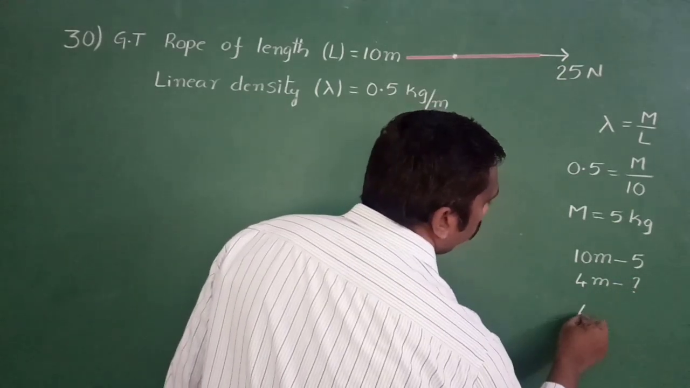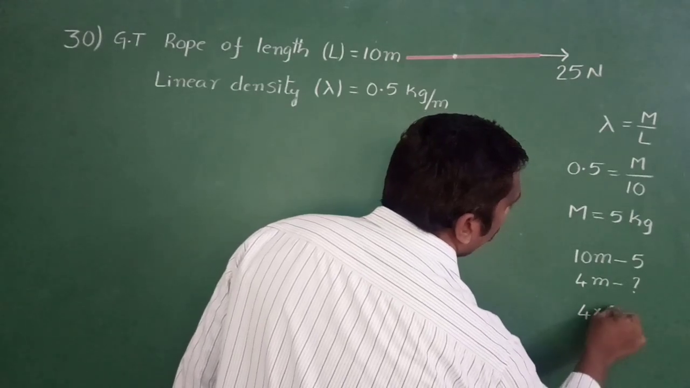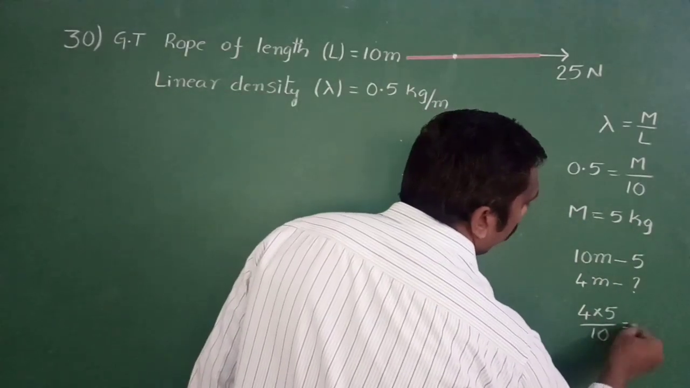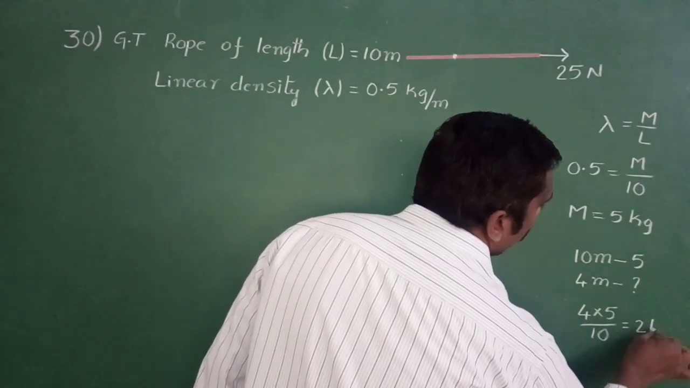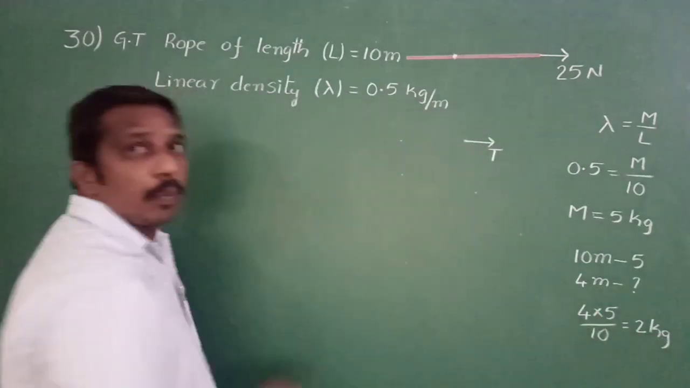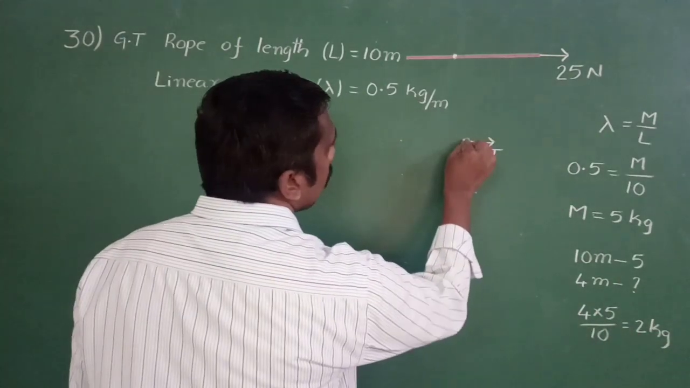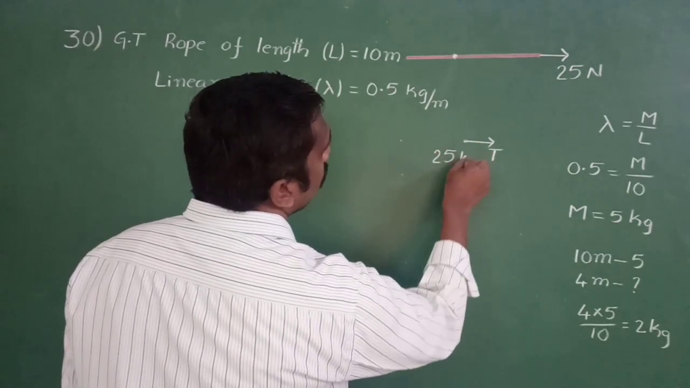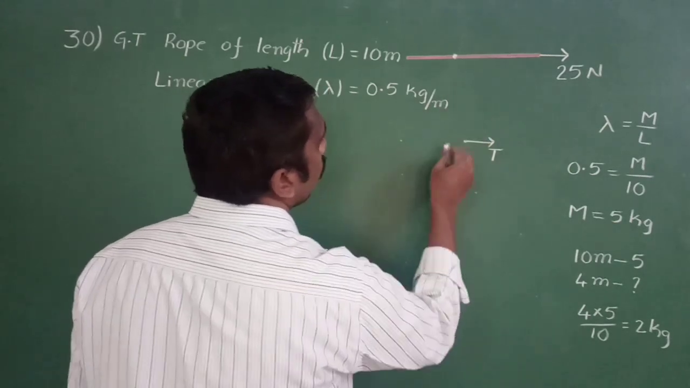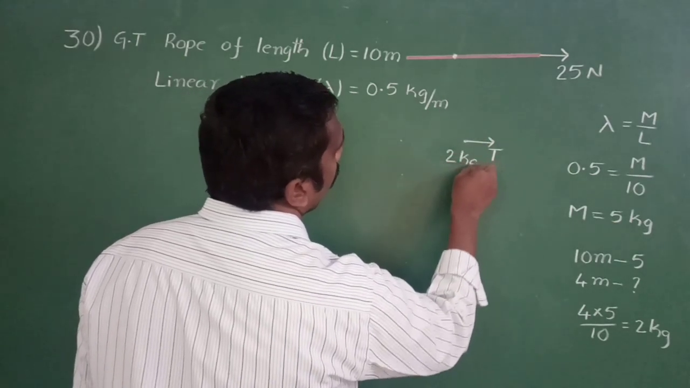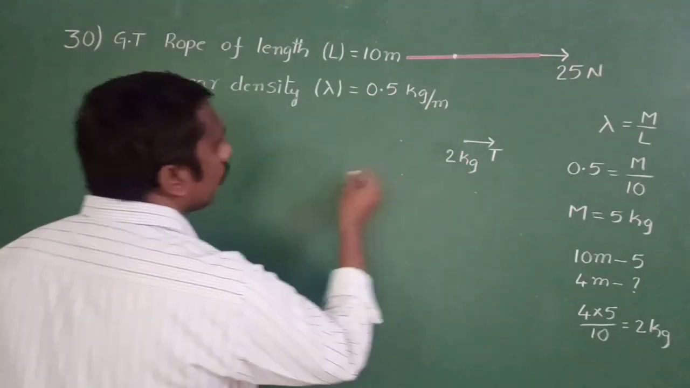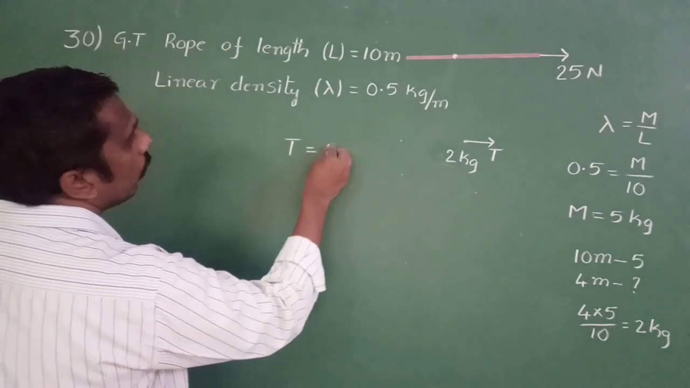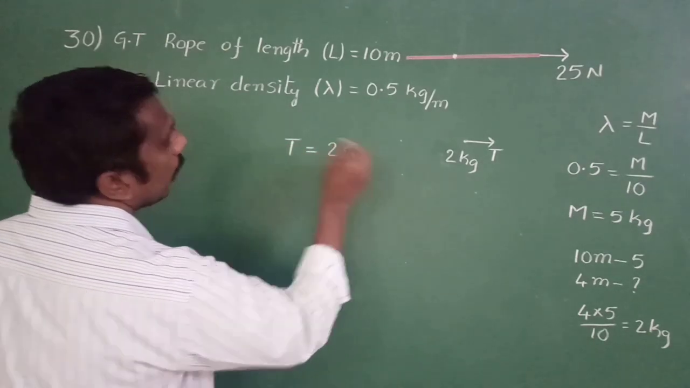Then we get 4 into 5 by 10, that is equal to 2 kg. 4 5s are 20 by 10, that is equal to 2 kg. 2 kg is the mass of this portion. So on the 2 kg mass, only tension force is acting towards the right. Next, write the equation. Net force is equal to mass into acceleration. So tension T is equal to mass into acceleration A.